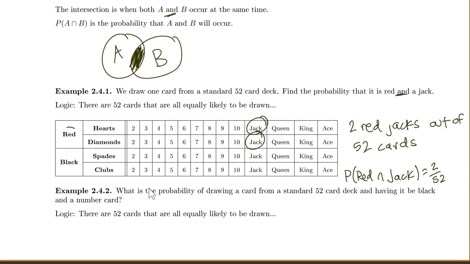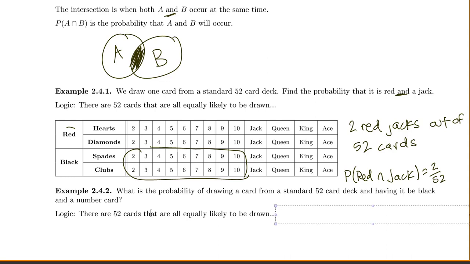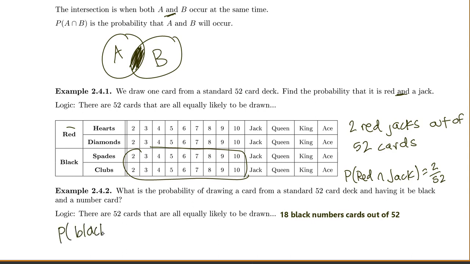Let's try our next one. What's the probability of drawing a card from a standard 52 card deck and having it be black and a number? So black and a number, looks like these are all black and numbers. So there are 18 black number cards out of 52, which means then that the probability of getting black and a number is going to be 18 out of 52. Now you can write it with this intersection or you can write it with an "and." You'll see me go back and forth because I want you to get used to seeing it both ways.